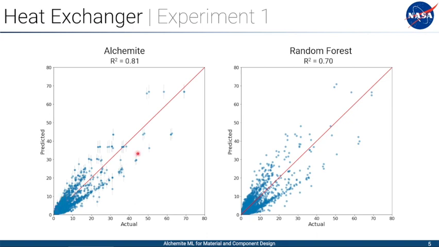Of course, due to noise in measurements and the data itself, you can't always expect 100% accurate predictions. But by comparing it to the random forest, we can see that Alchemite has a better coefficient of determination. It's more accurate at predicting the results in this case. And we get uncertainty around our predictions, where here we're just given the value, but here we have a measure of how uncertain the model is in those predictions.